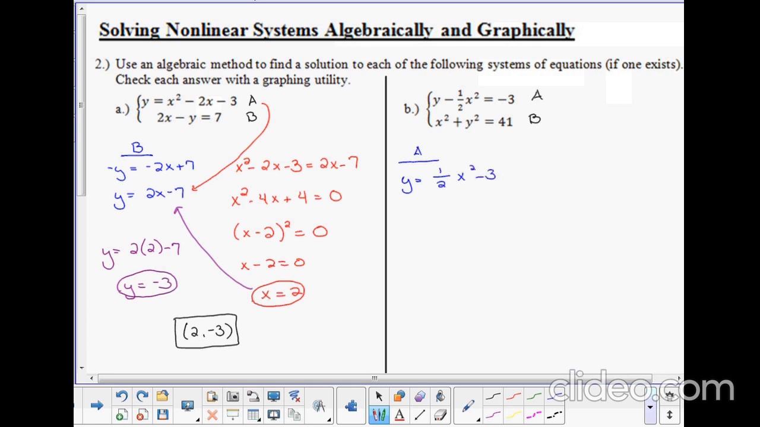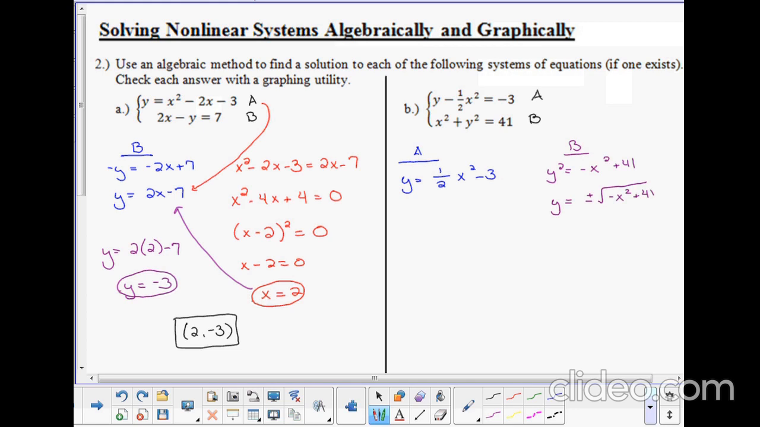I am going to rewrite b. Again, if you just wanted to do this algebraically, you wouldn't necessarily need to rewrite b because you can substitute at this point. I'm going to rewrite b to get y by itself, just so that I have the opportunity to graph this. So if I want to get y by itself, I have a subtraction of x squared. So y squared equals negative x squared plus 41. And then I'm going to square root. So y equals plus or minus the square root of negative x squared plus 41.